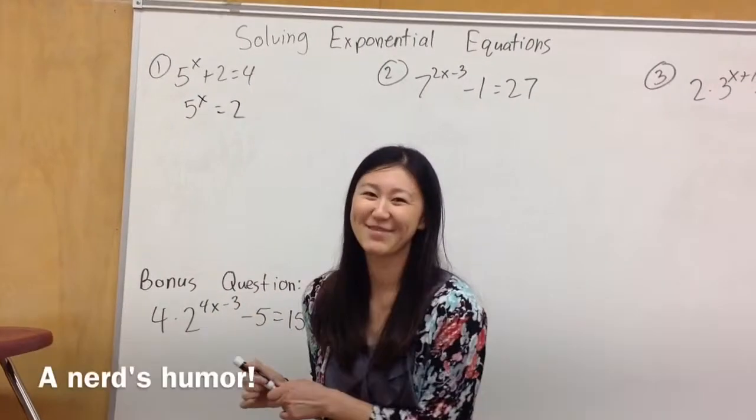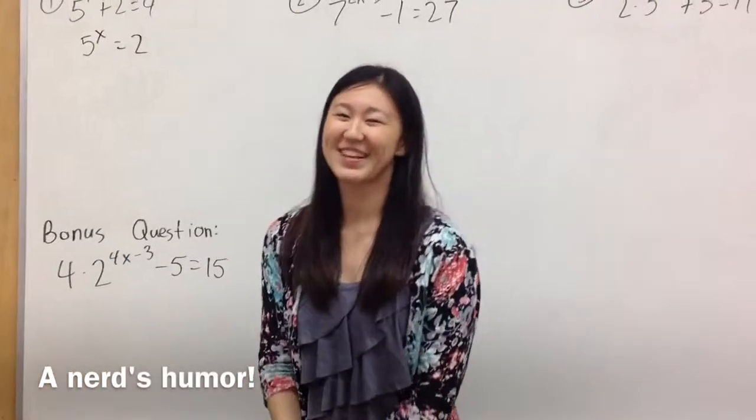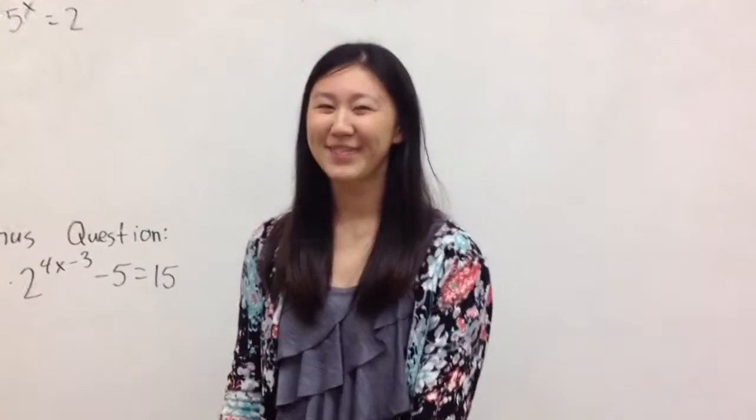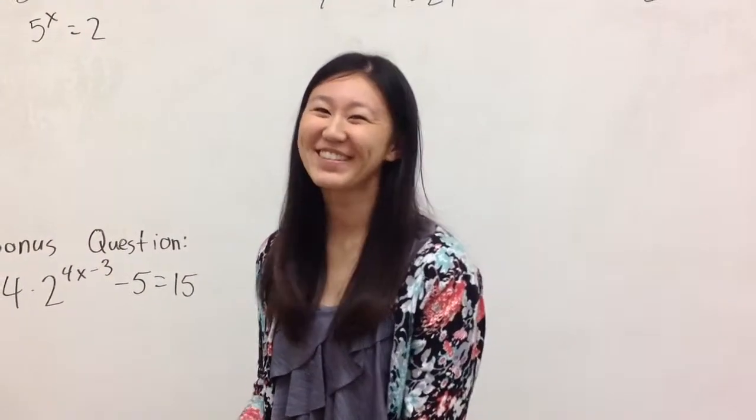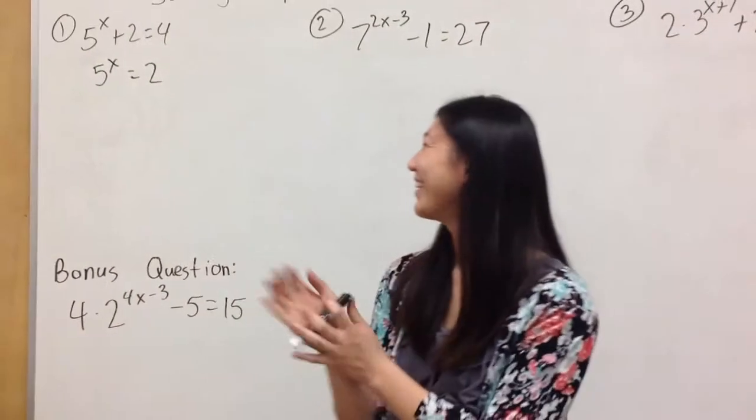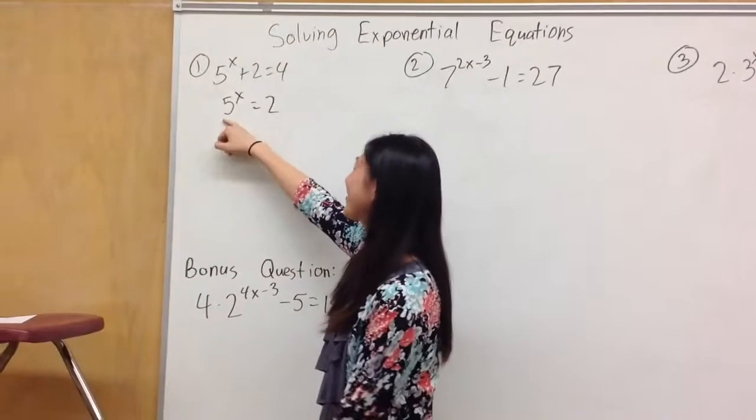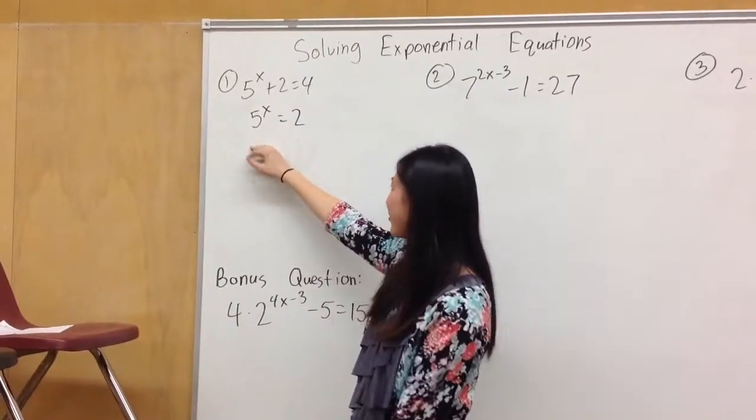Oh wait, I have a great math joke. My math joke is, how do you get an exponent out of a tree? You hit it with a log. Anyway, so we're going to refer back to my joke. How do we get an exponent out of a tree? We hit it with a log.